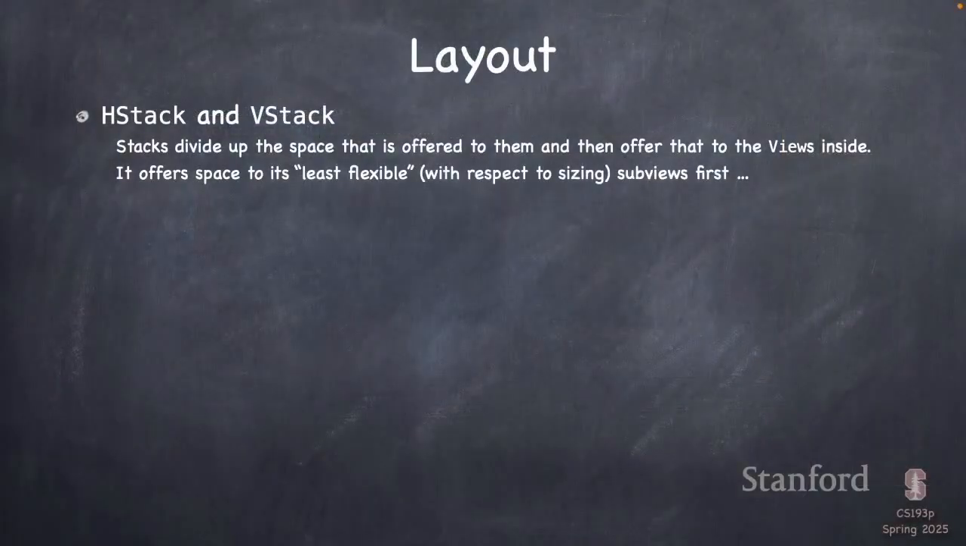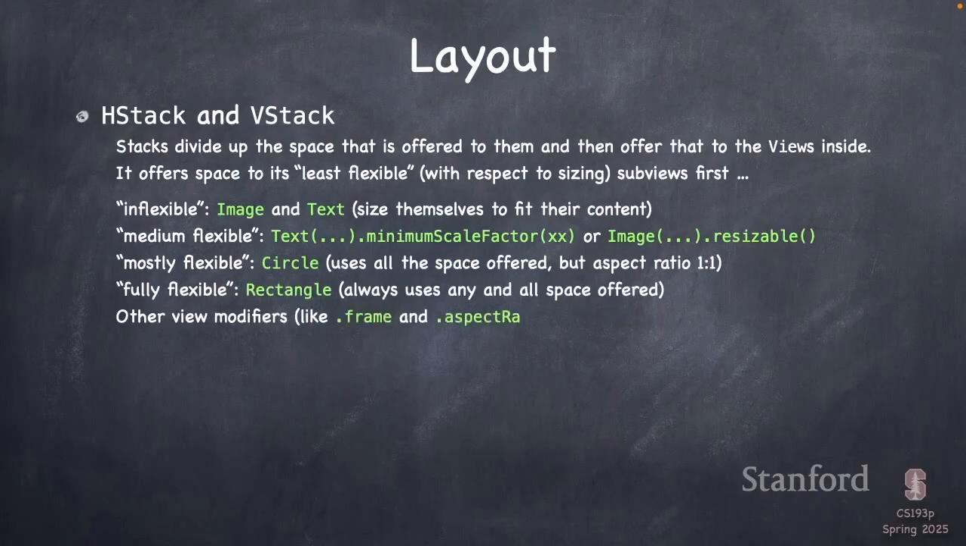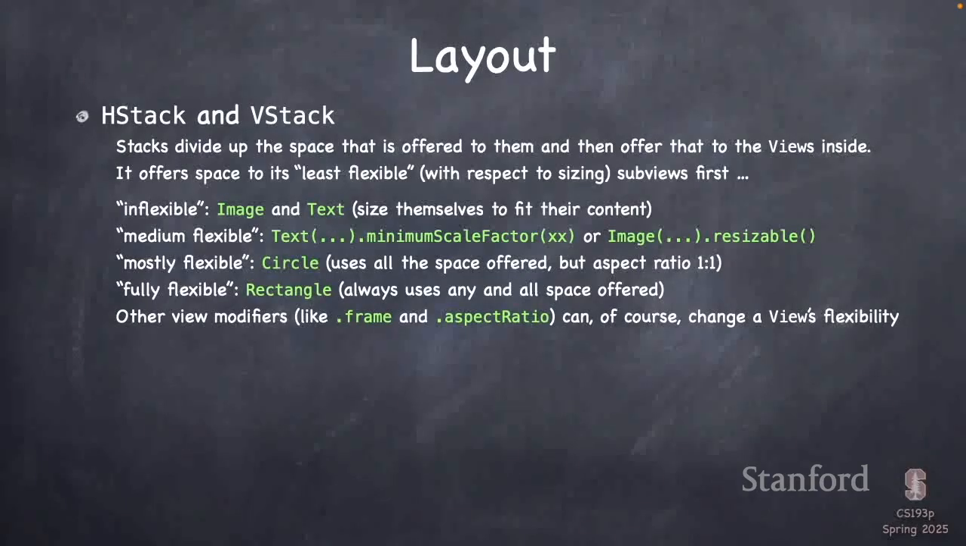Now, what do I mean by flexible or inflexible? Well, some inflexible views are like image and text. These things are very rigid, right? A text wants to fit itself exactly to the text in there, and an image, whatever the JPEG is that's driving it, wants to fit it perfectly. Now, we can take these inflexible views and make them a little more flexible. We learned how to do that, right? That view modifier, minimum scale factor, remember that thing? We said 10%. That's basically saying to Mr. Text, well, I want you to be this font, but I'll let you go all the way down to 10% of that size font. So that makes it more flexible.